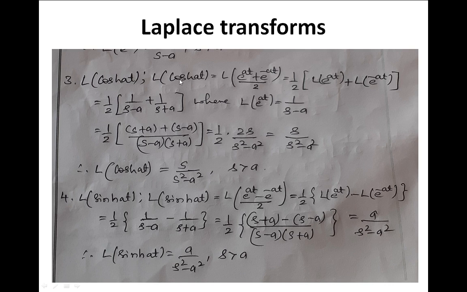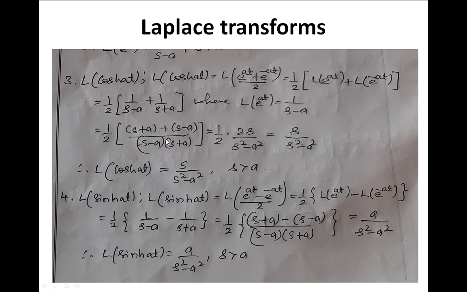Then L of cos hyperbolic at, I mean the hyperbolic function. What is cos hyperbolic at? E to the power at plus e to the power minus at divided by 2 under the Laplace transformation. Therefore, taking L inside, L of e to the power at, just as we have concluded in the example, is 1 upon s minus a plus, as I already told, if there is a minus sign, this term will become plus. Just observe here. That's why I took this example.